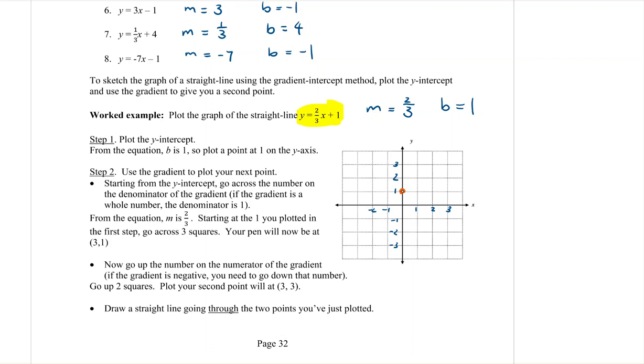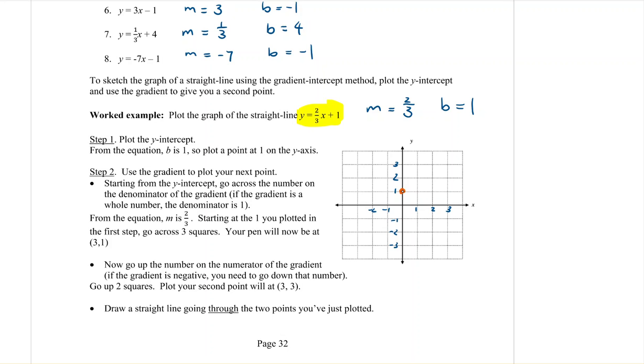Second step is that we want to do the gradient. The gradient, remember, is rise over run. Do you see how I have a fraction there? My gradient is 2/3. The top number is going to be the rise, and the bottom number is going to be the run. Yeah? But you need to start from the orange dot. That's why I needed that one first.